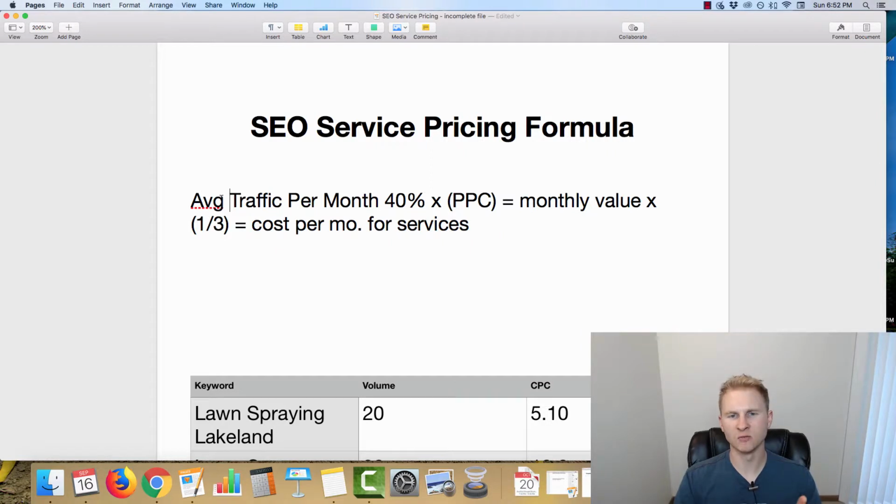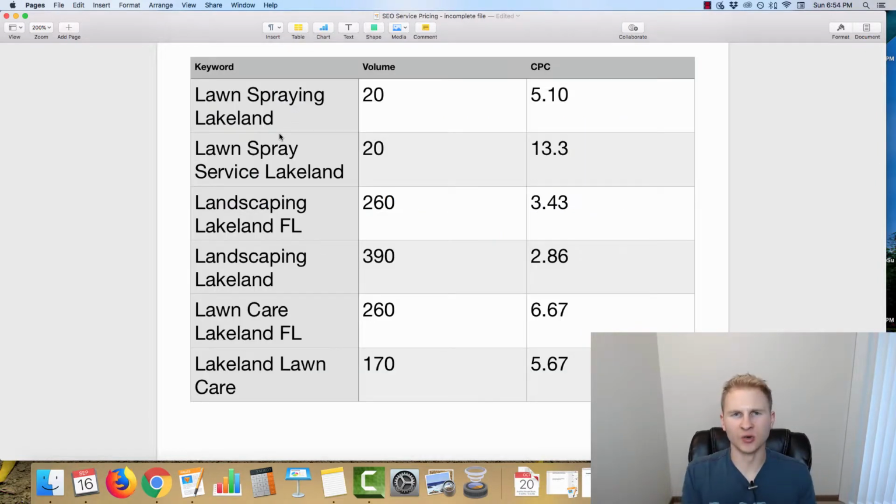So anyways, that is the basic equation that I use. So we're going to take a look at these 6 keywords here, and this was one I did for a proposal for a prospective client a long time ago. I honestly barely remember sending out the proposal, but it was a deal that we did not get.